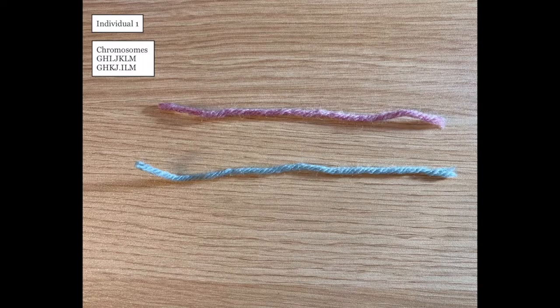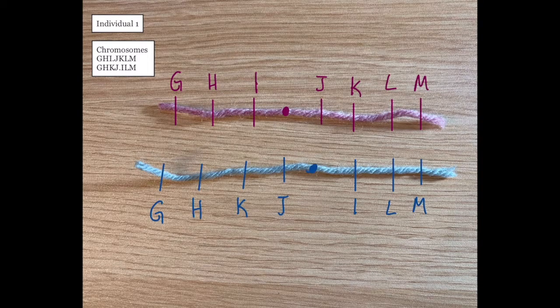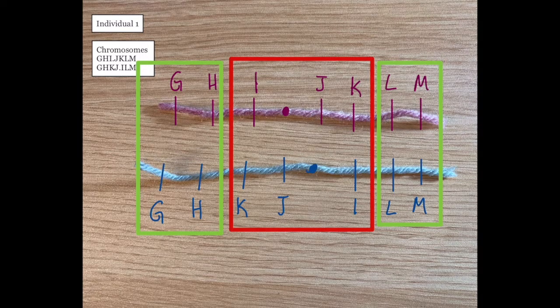This first individual has a pair of chromosomes with gene sequence as listed here: GHI centromere JKLM and GHKJ centromere ILM. If we take those two chromosomes and stretch them out side by side, we can see that the middle region is reversed on the blue chromosome. This is called a pericentric inversion because it involves a centromere.